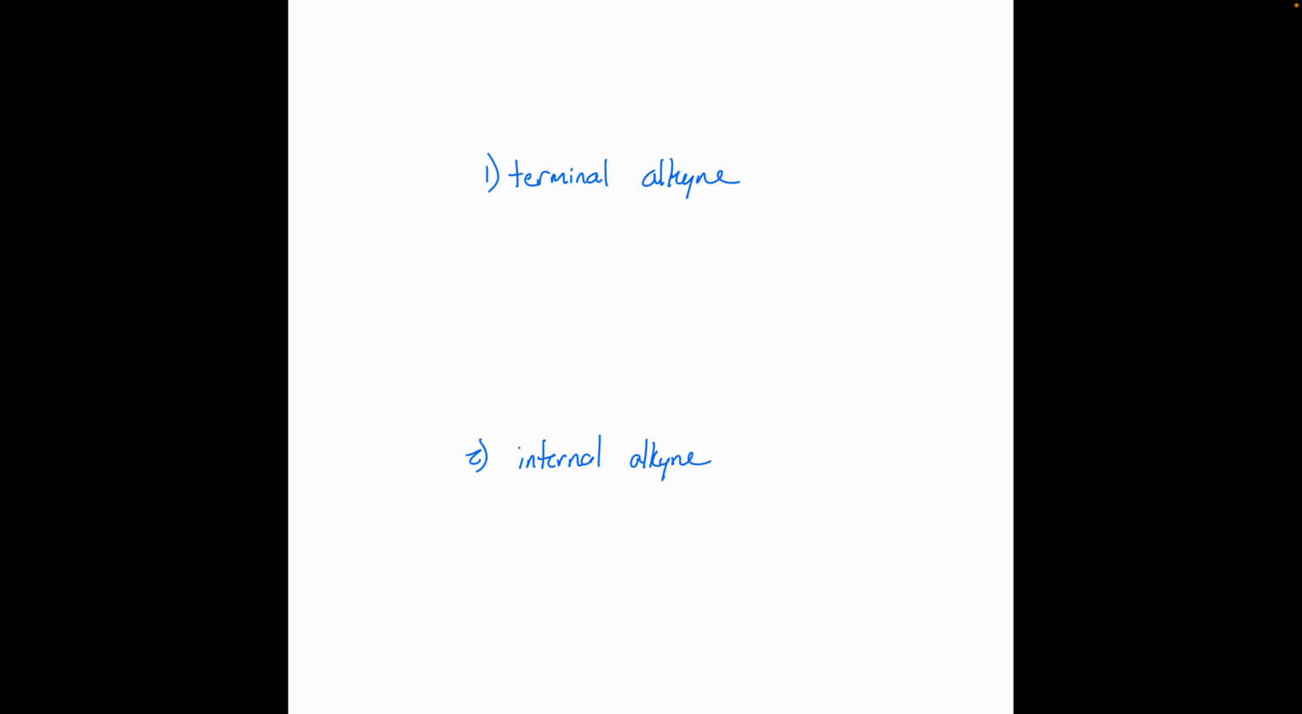Am I supposed to know what that means? Ideally, yes. What would a terminal, okay, I believe in you. You can figure this out. An internal alkyne, when your triple bond is in the middle. A terminal means it's on the end, on a terminus.